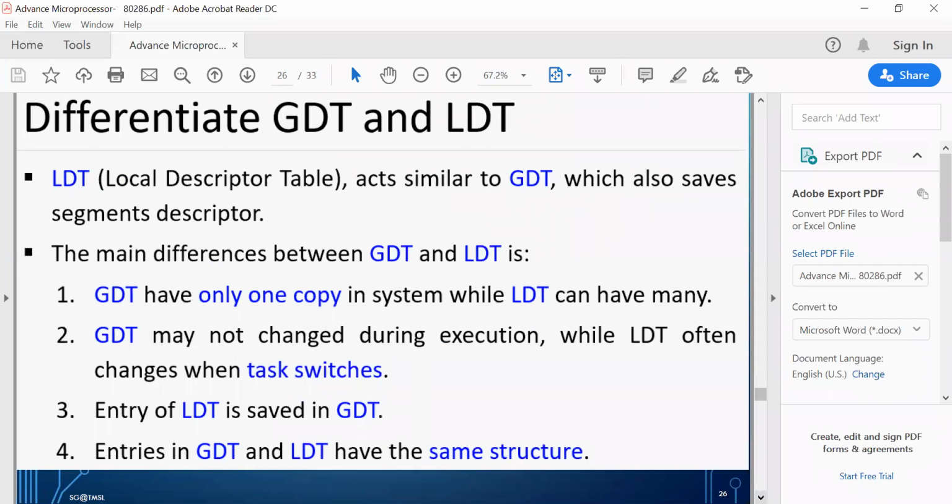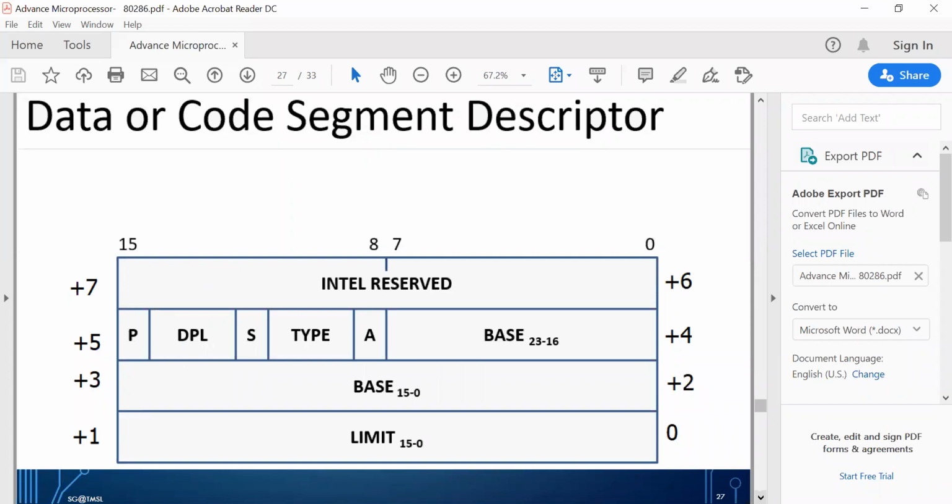So I've already discussed the GDT and LDT. Now, every descriptor has its own segment descriptor: the code segment has a code segment descriptor, the data segment has a data segment descriptor, and an interrupt has an interrupt descriptor. So different types of descriptors are available. Here I have given an example of a data or code segment descriptor. Now the code segment descriptor is here.